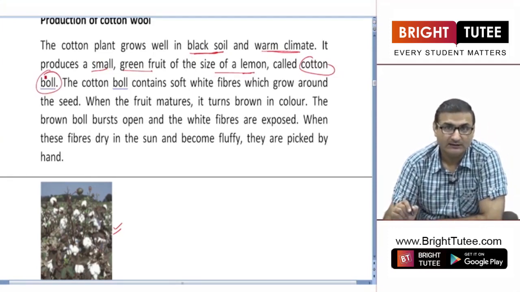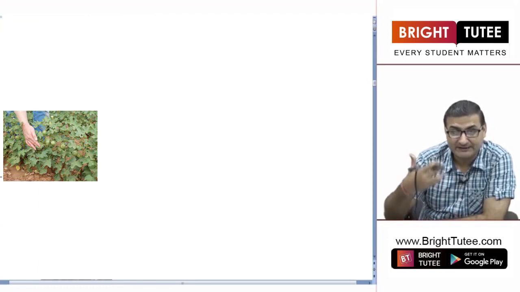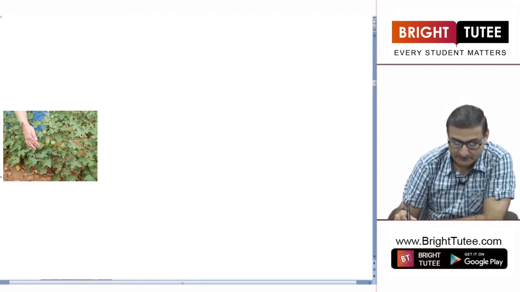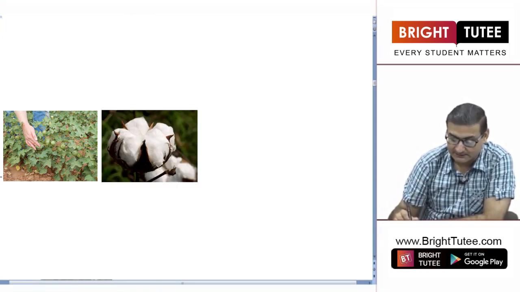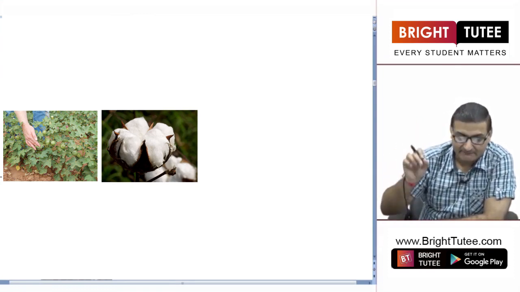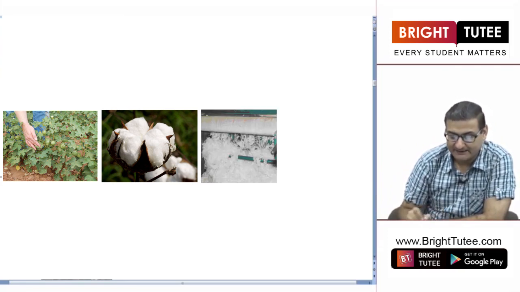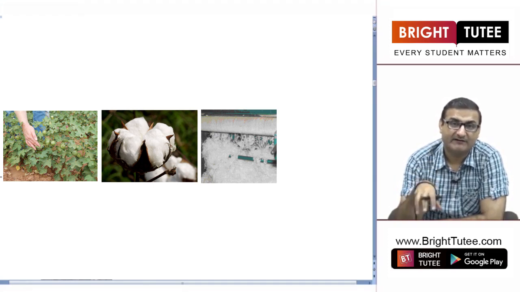Now, this is not ball, this is boll, B-O-L-L. This cotton boll contains soft white fibers. These white fibers grow around the seed, and when the fruit matures, when it ripens, it turns brown in color, then it bursts open, and these white fibers are exposed. Now, what we do is, we pluck these white fibers, and when they are dried in the sun, they become fluffy. So, these cotton bolls contain this fluffy soft material which we call cotton. Got it?